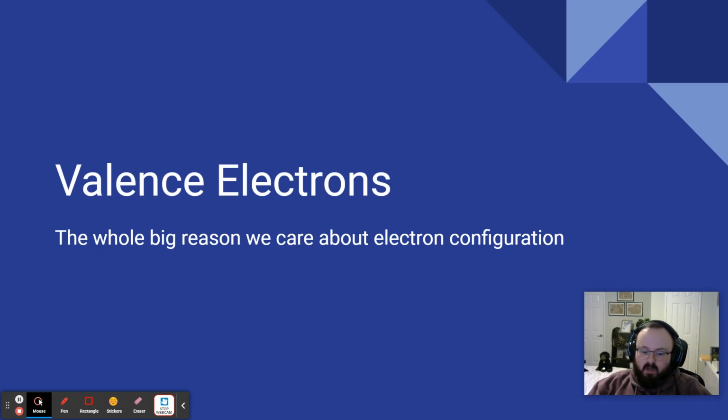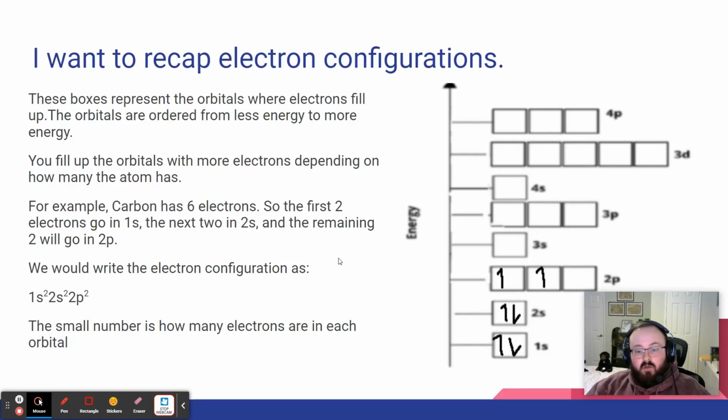So we're going to be talking about valence electrons. And as you can see from my subtitle, valence electrons are the whole big reason that we care about electron configuration. So why do we do it? What does it actually matter? This is kind of just an introduction to that, and also a review of electron configurations, and it's going to combine what we had gone over yesterday in class with electron configurations. So hopefully it will introduce a new way to get the electron configurations, especially the noble gas configurations. All right, so let's go.